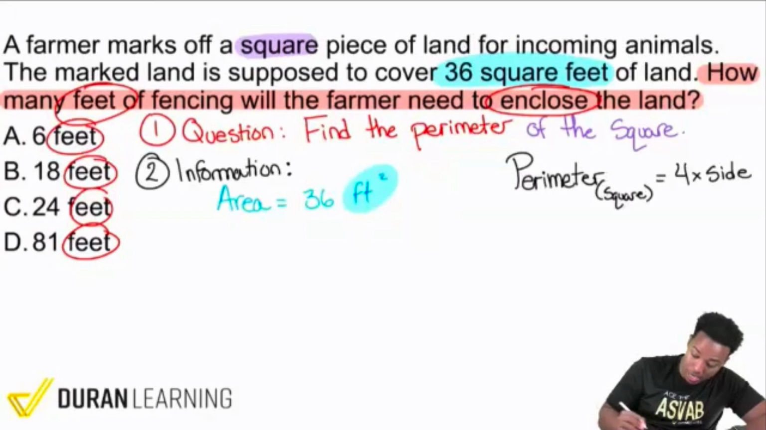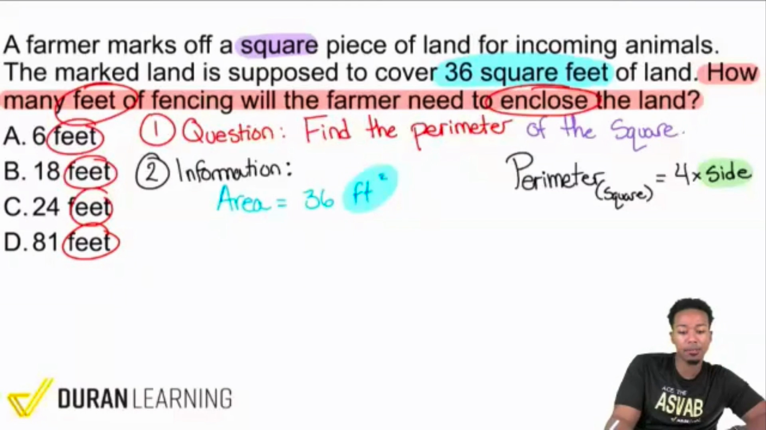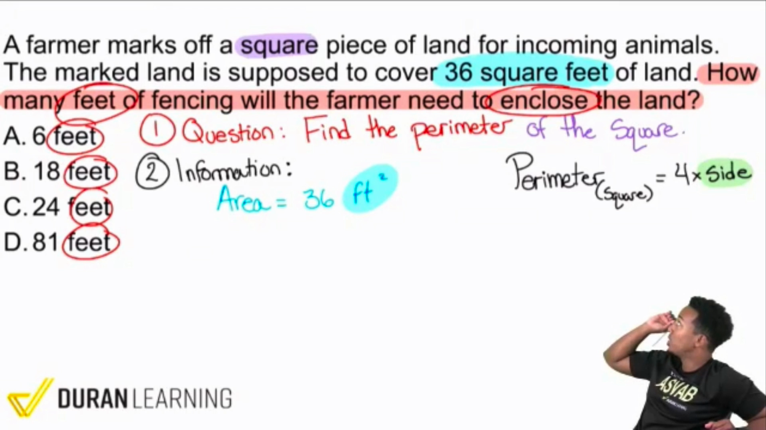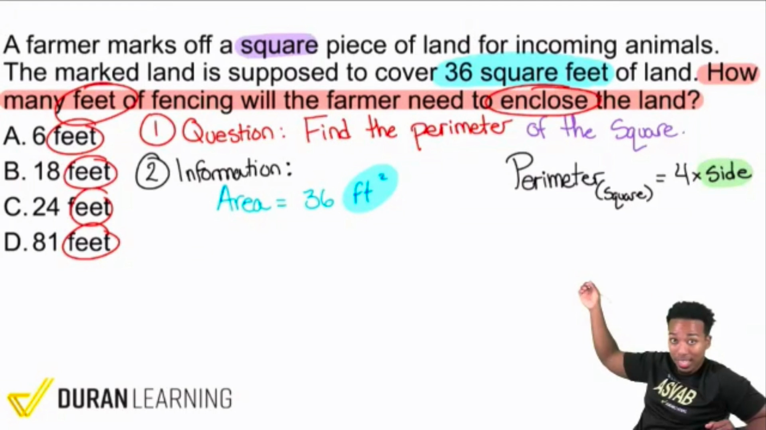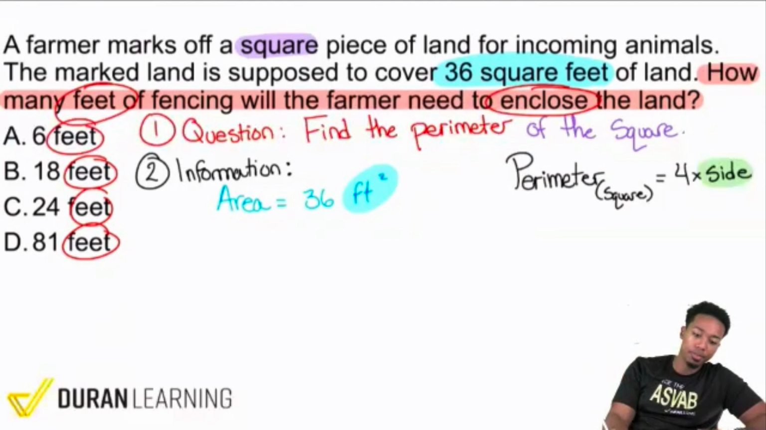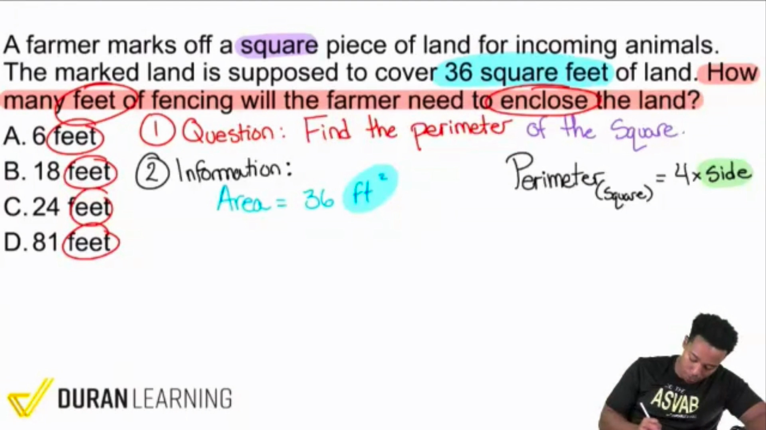So we need the side. That's what that's telling me. I want the perimeter of that square. I need the side to get there. I'm looking for the information about the side. The only thing that I have is not directly the side, but I have the area. Everybody, what's the area formula again?